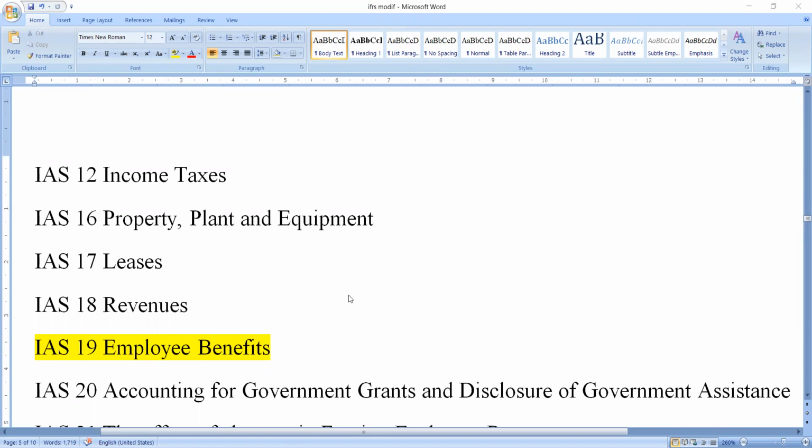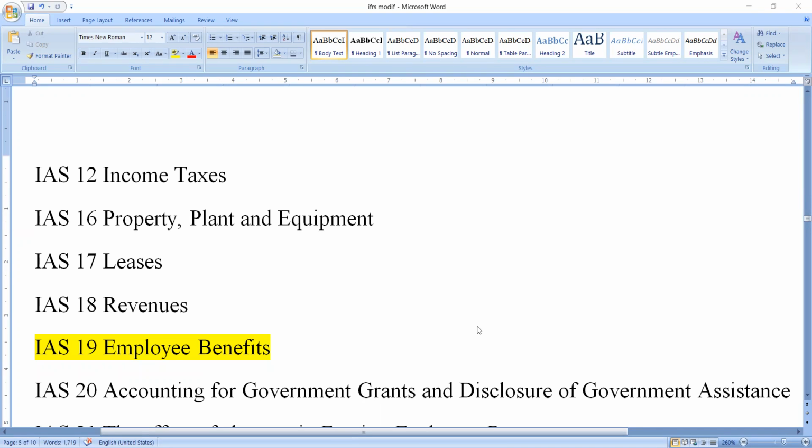Now we are moving on to International Accounting Standard 19, employee benefits. See, what is meant by employee benefits? In International Accounting Standard 19, we cover each and every employee benefit. Employee benefits are special benefits given to the employees. Either it may be HRA, house rent allowance, dearness allowance, traveling allowance, anything, what we call DA, dearness allowance. Each and every allowance is given to the employees.